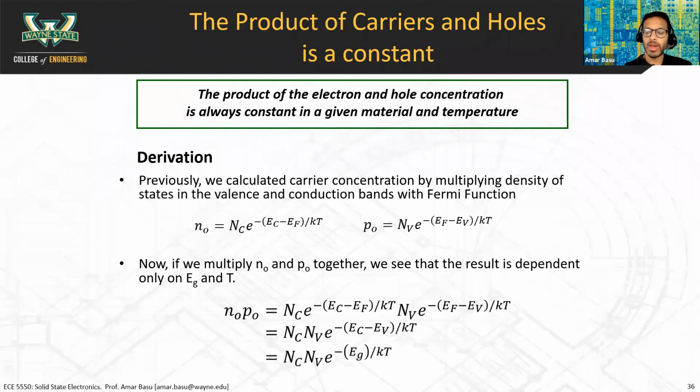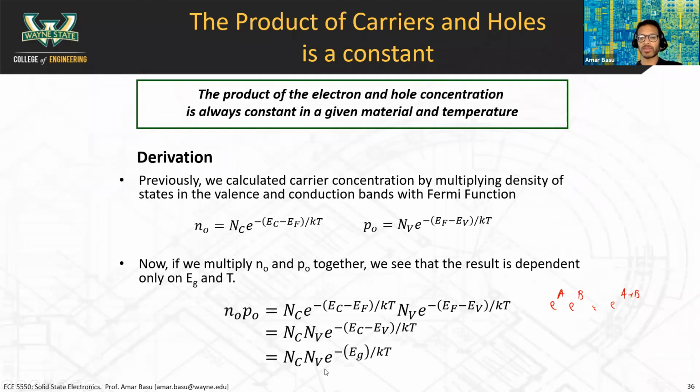When you have exponential terms like this, exponential to the power of A times exponential to the power of B is equal to exponential of A plus B, right? So that's where this simple derivation comes from. We have two exponentials here, so we just add up, this becomes a single exponential, and we add up these two terms. This is Ec minus Ef over kT. This is Ef minus Ev over kT. When we add these up, the Ef actually disappears, and you're left with just Ec minus Ev over kT.